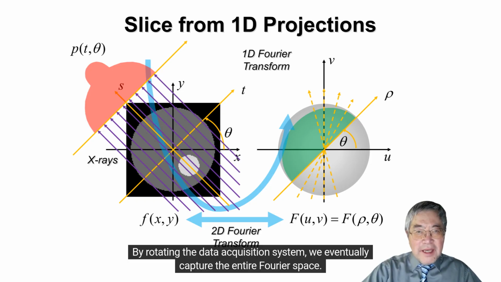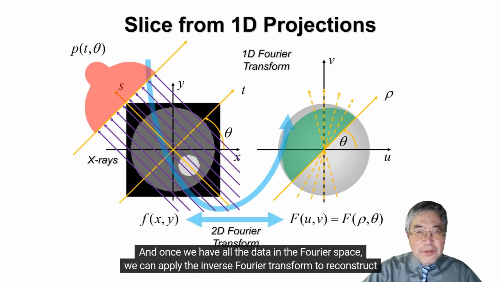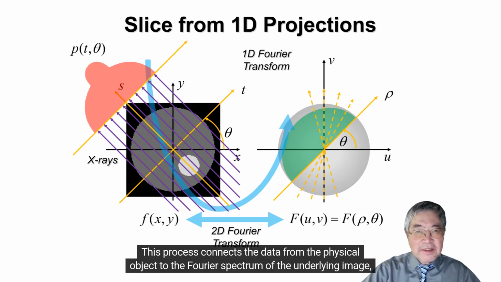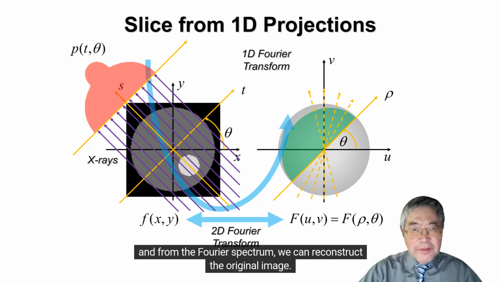By rotating the data acquisition system, we eventually capture the entire Fourier space. And once we have all the data in the Fourier space, we can apply the inverse Fourier transform to reconstruct the original image. This process connects the data from the physical object to the Fourier spectrum of the underlying image, and from the Fourier spectrum, we can reconstruct the original image.